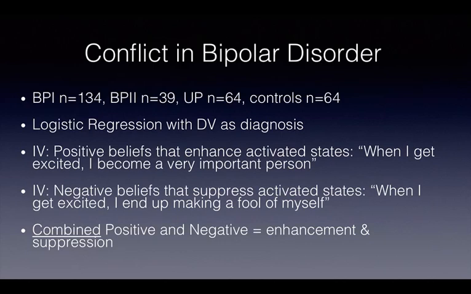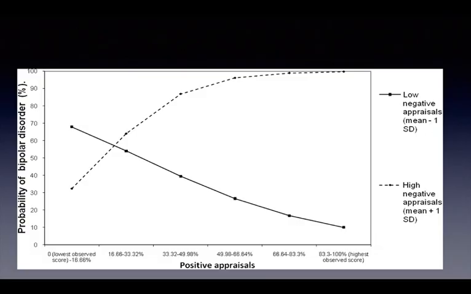We put those into the regression, but critically we put the conflict in, the simultaneous attempt to try and enhance and suppress the same experience. What we found is that if you have each of these by themselves, they don't predict bipolar status, but if you have both of them, then that's a critical factor. So I will show you this in the graph. Along the x-axis is positive appraisals. If you only have positive appraisals, the stronger that they are, the less likely you are to have bipolar disorder, and that's why this thick line goes downwards.